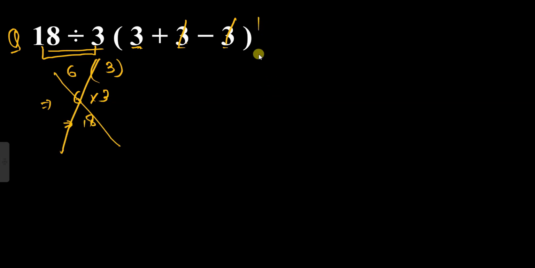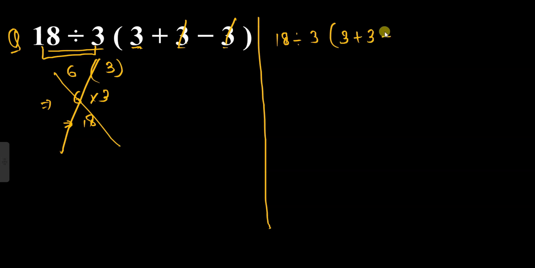Now, let's rewrite the question. 18 divided by 3 with 3 plus 3 minus 3 in brackets. First, we'll solve the bracket. The plus 3 and minus 3 will cancel each other out. Inside the bracket, only 3 will remain. So it's 18 divided by 3 with 3 in brackets.